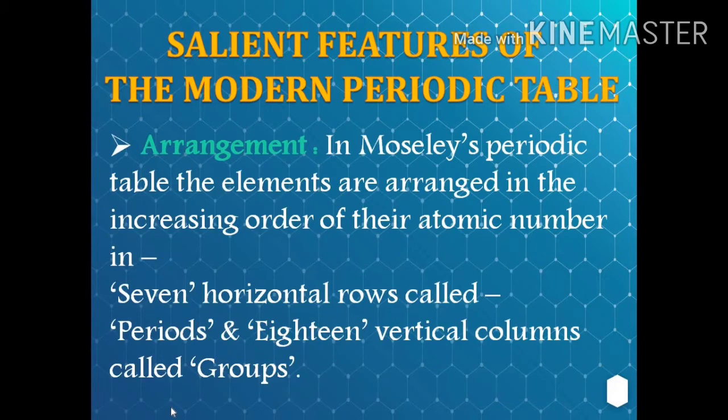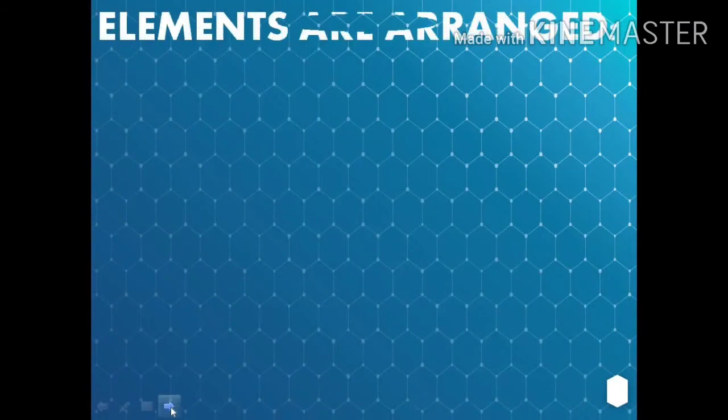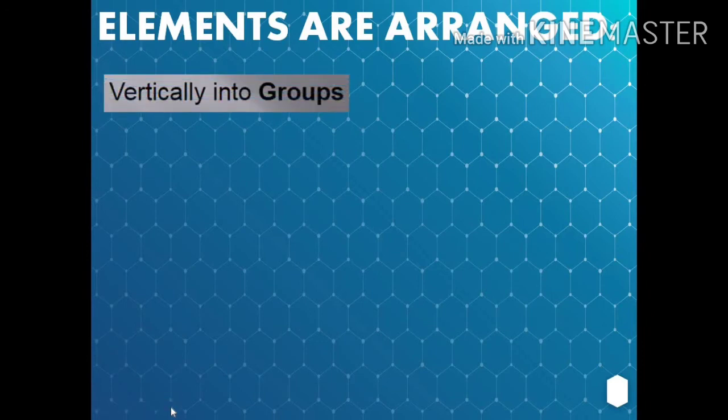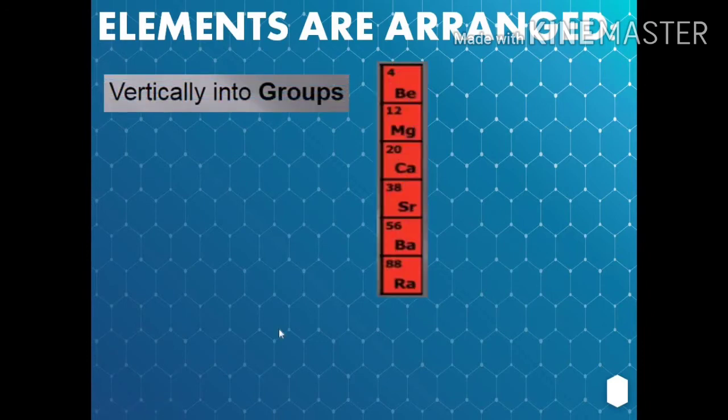In Moseley's periodic table, the elements are arranged in increasing order of their atomic number in 7 horizontal rows called periods and 18 vertical columns called groups. This we already know, we learned the basis of classification. Now elements in the modern periodic table are arranged vertically into groups. This is a vertical column, and these vertical columns we call groups, which is nothing but a standing line.